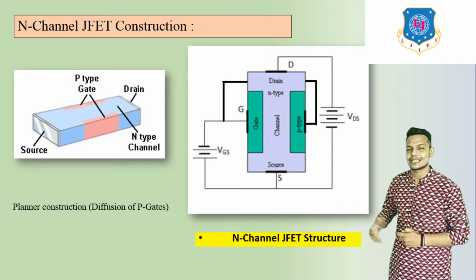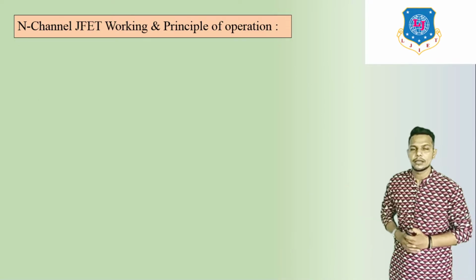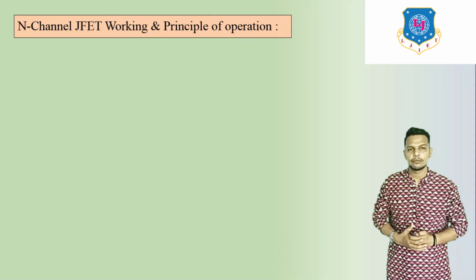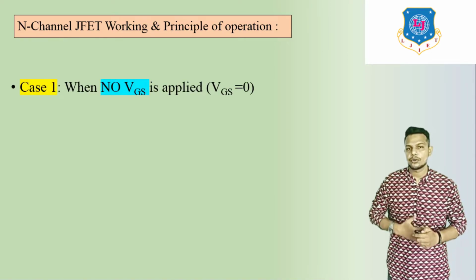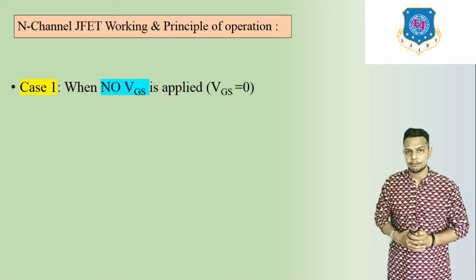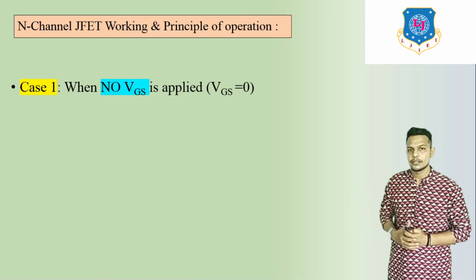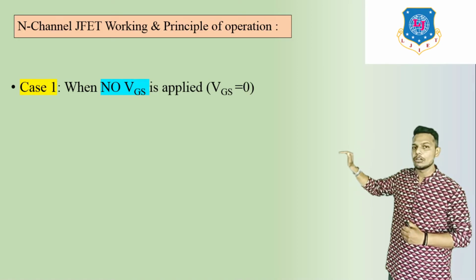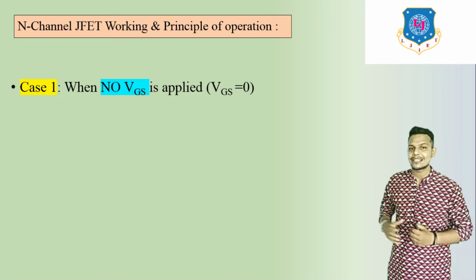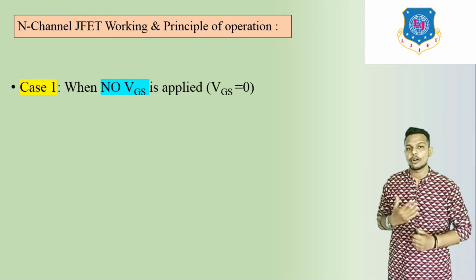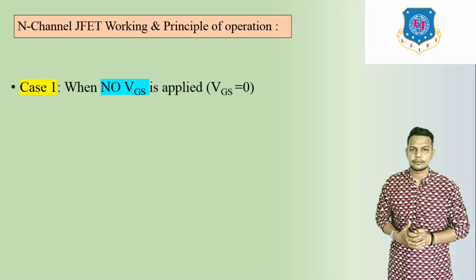Now let us discuss its brief working principle. Here we can see the N-channel JFET working and its principle of operation. We are going to discuss it in three different parts, or cases. Case number one, VGS is equal to 0, or no VGS is applied in this construction. Then what happens? We have to measure this.